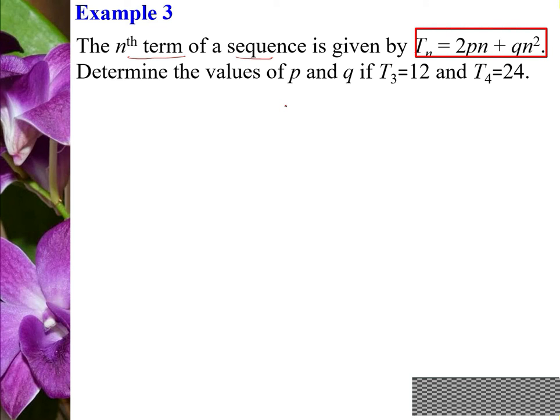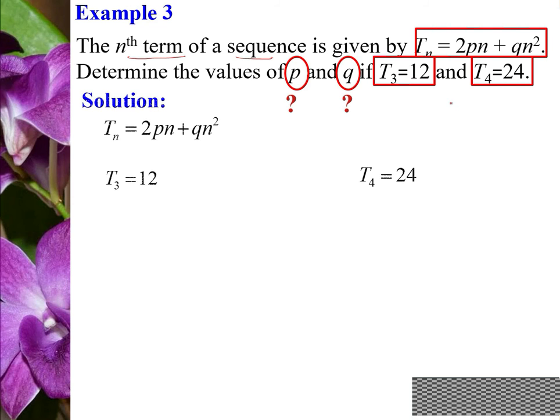We want to determine the values of p and q, but they have given us the value of the third term and also the fourth term. So what is p and q? To solve this question, write down the information given. That's your first step. Your first information given is the general term of the sequence, Tn. And then they have given us T3 and also T4. So what you should do next is, all of these are terms. We can just substitute in 3 into this n and also 4 into this n and equate them to 12 and 24.